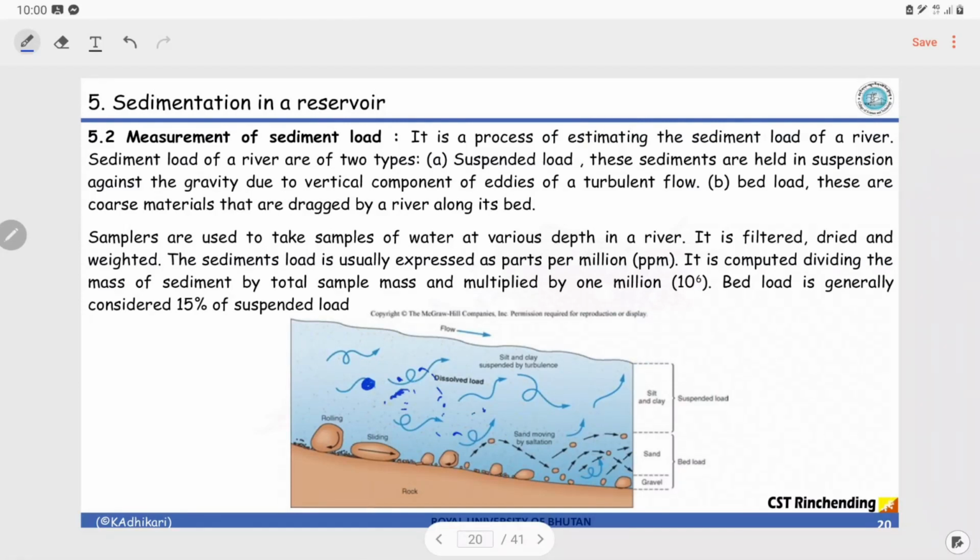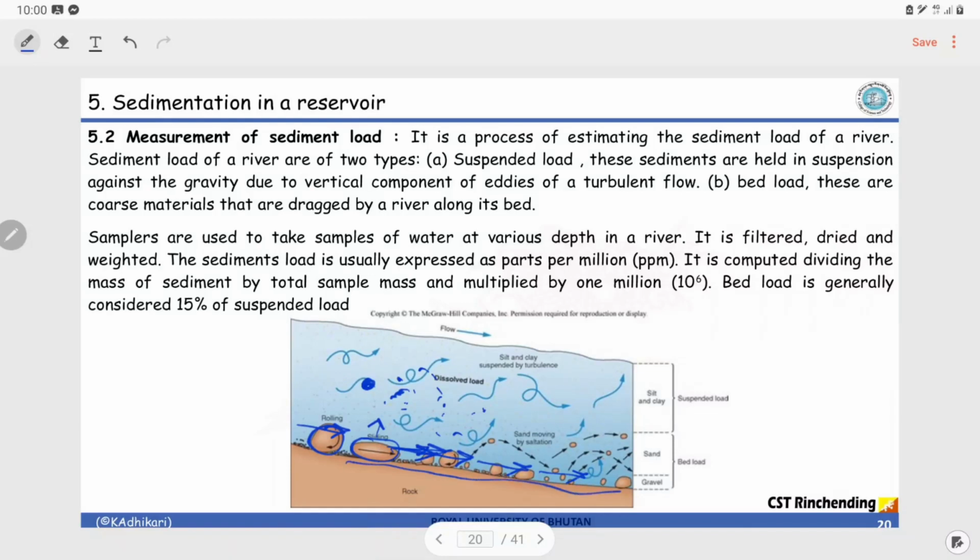And there is the bed load. Bed load is all the boulders and relatively larger particles. They will not float, but they will move along the riverbed, because there is the continuous force of the river current carrying these sediments along the river bed.